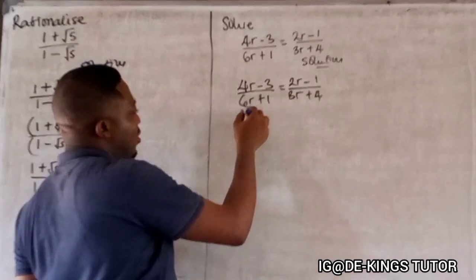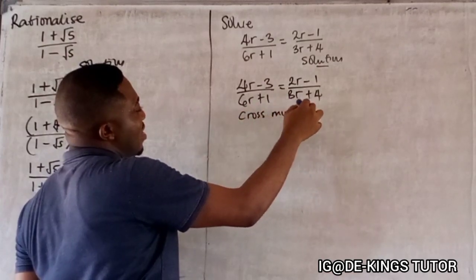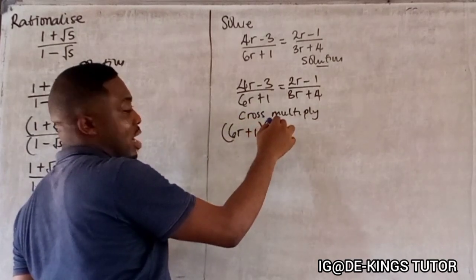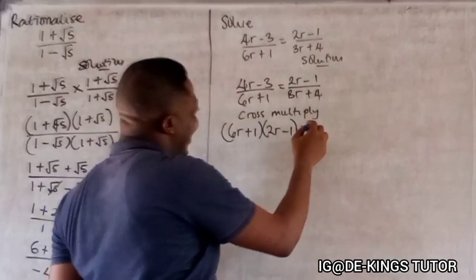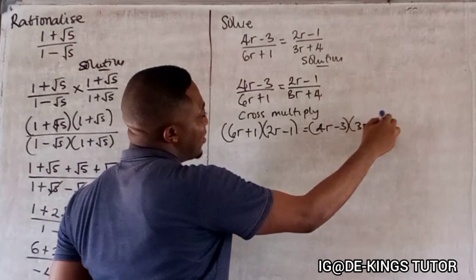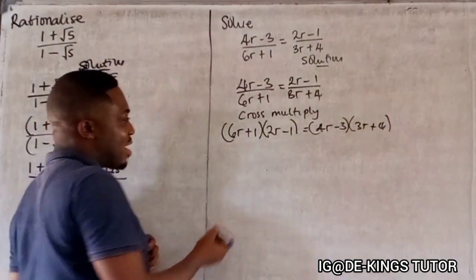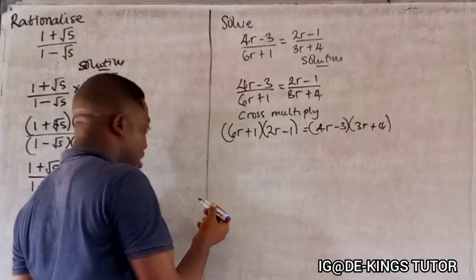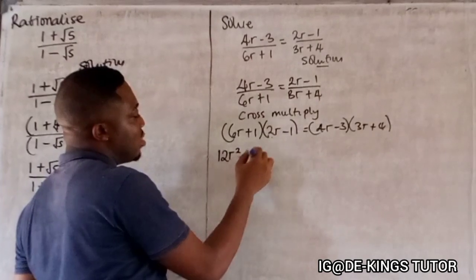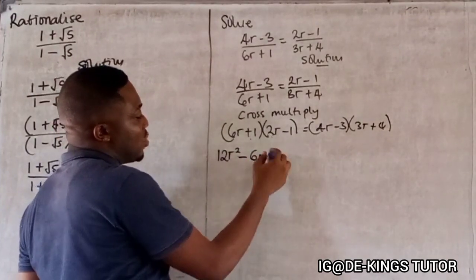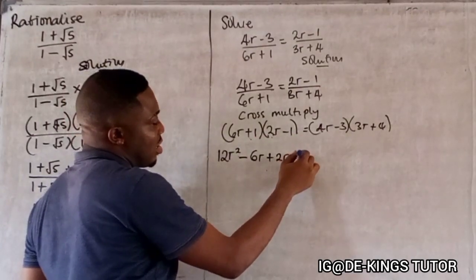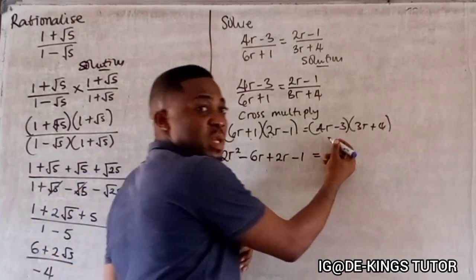Cross multiply. So we cross multiply. We'll have 6r plus 1 multiplied by 2r minus 1, then 3r plus 4. Okay, so next is open bracket. 6r times 2r, what is that? 12r squared. 6r times minus 1 is what? Plus 1 times 2r is what? Plus 1 times minus 1? Minus 1.